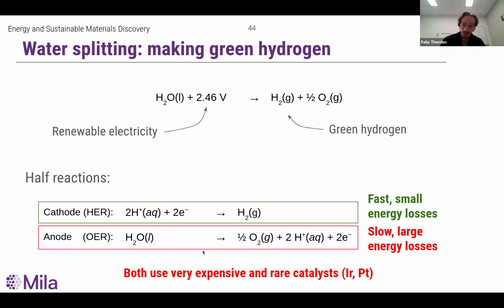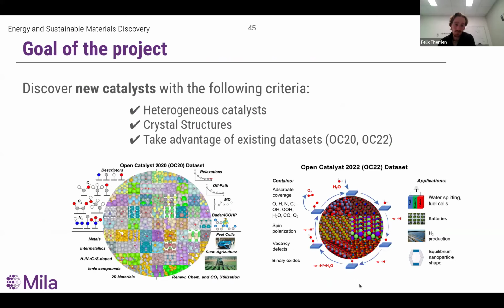But usually the OER step is thought to be slower, and by slower, that also means you have to put in more energy, so you lose more energy. And both of these require catalysts that are extremely expensive materials. So our goal is to discover new catalysts for water splitting. And we're specifically looking at heterogeneous catalysis.